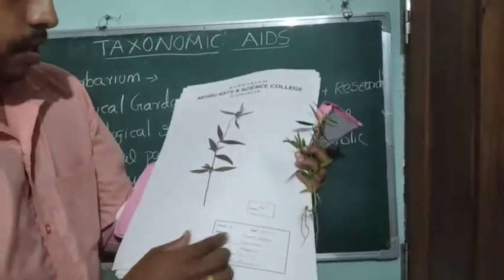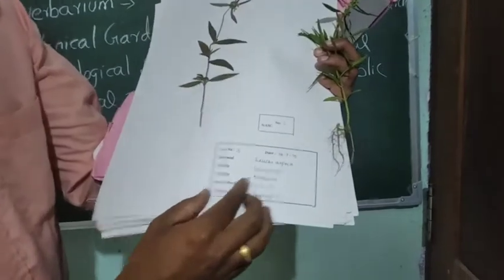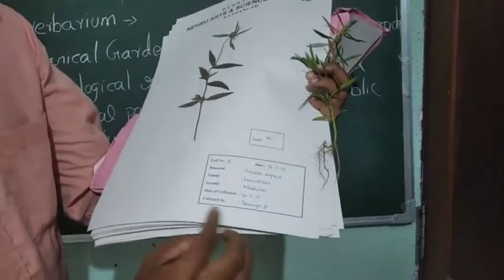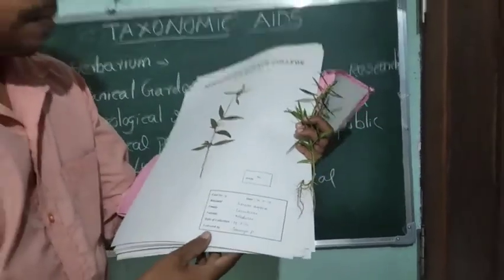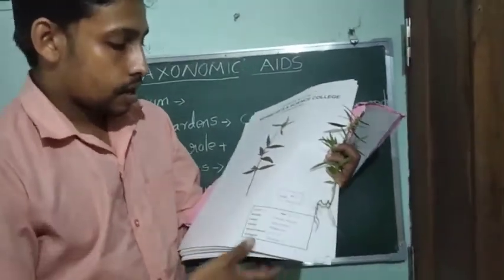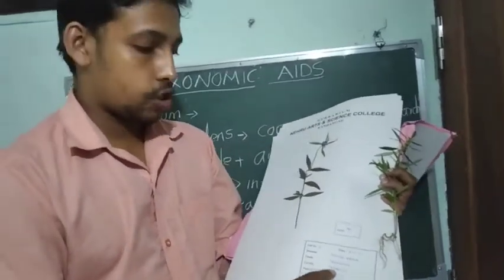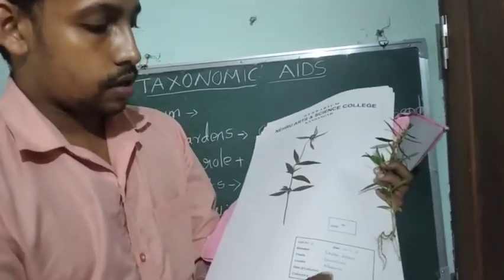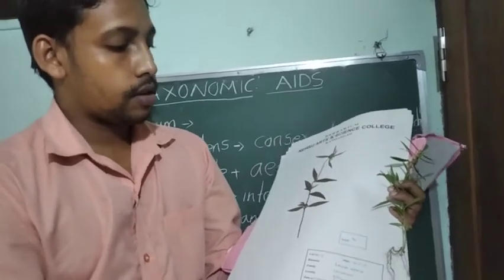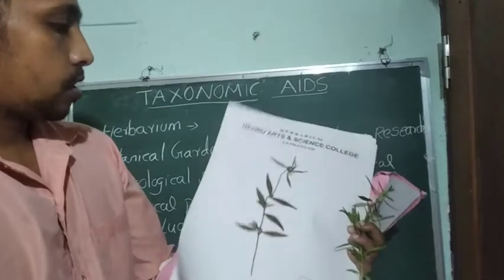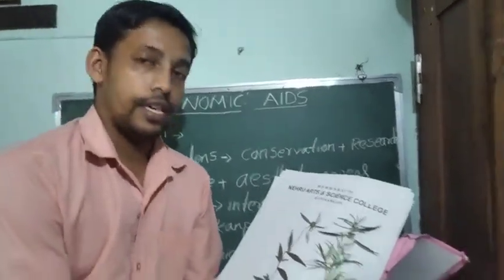So here we can also see the botanical name, the family, locality, date of collection, and the collector who collected this plant. This is Leucas aspera, of the Lamiaceae family, and it was collected from Nileshwar, and the date is here, and the collector who collected this one. So this way we can identify the plant.